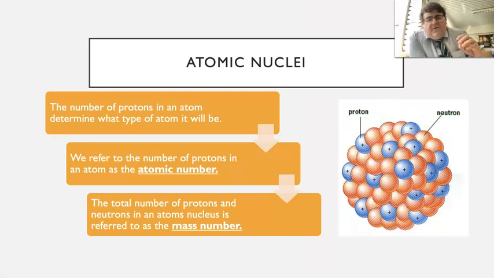So, let's go a little bit further into the nucleus of the atom. We know that the number of protons, or the atomic number, of an atom determines what type of atom it will be. So if it's got 1 proton, we're looking at hydrogen. If it's got 2 protons, we've now got helium. And we remember from last week that that's the atomic number. The total number of protons and neutrons together in the nucleus is the mass number of that element. Okay.